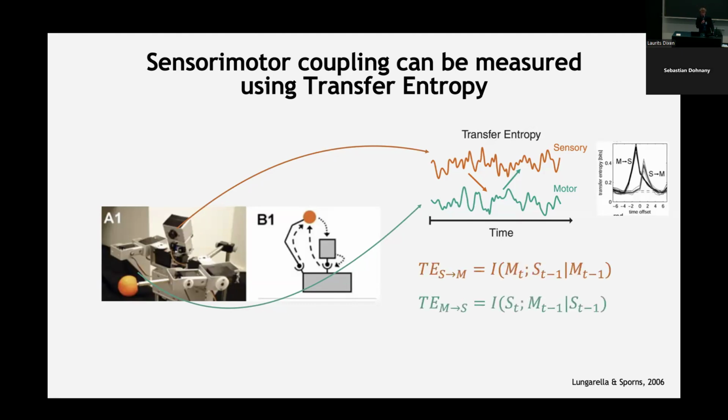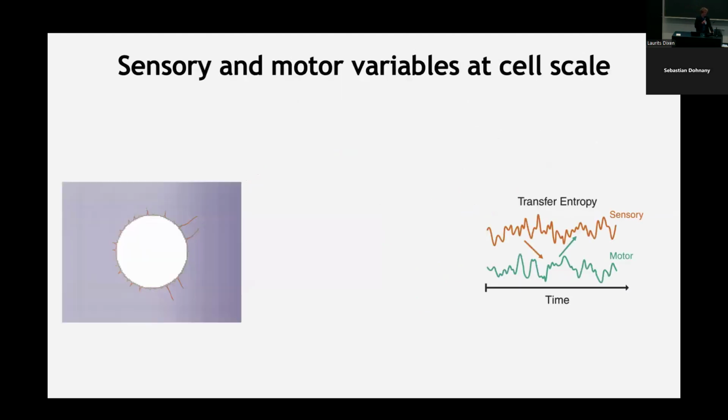For those who are not quite familiar, transfer entropy is an information theoretic measure, which measures how much a variable can be predicted from the past of a different variable over and above its own past. So how much information there is flowing from one variable to another, in other words.